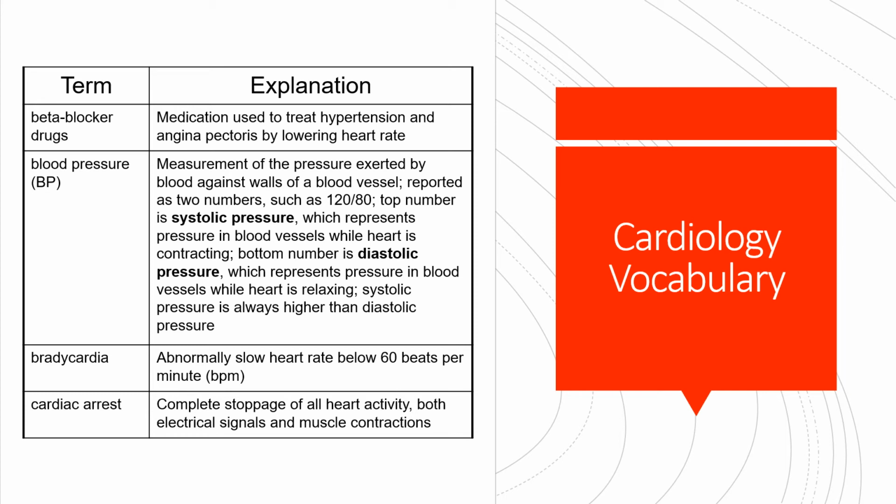The top number is systolic pressure, and that represents the pressure in the blood vessels when the heart is contracting. The bottom number is diastolic pressure, which represents the pressure in the blood vessels while the heart is relaxing. Systolic pressure is always higher than diastolic pressure.